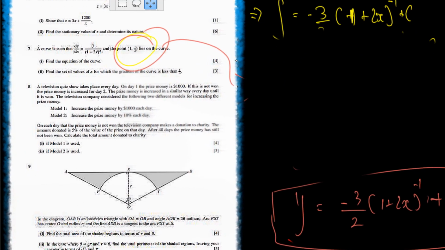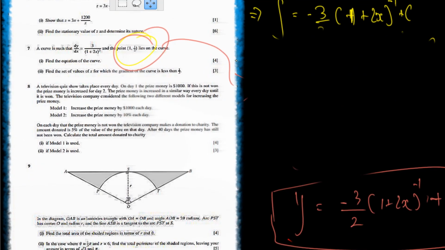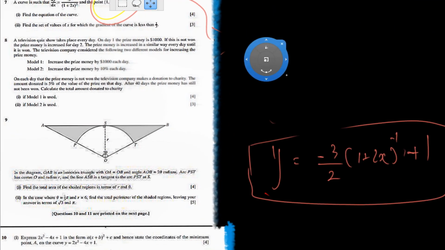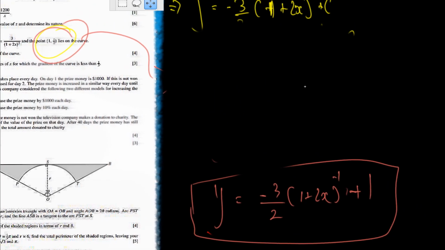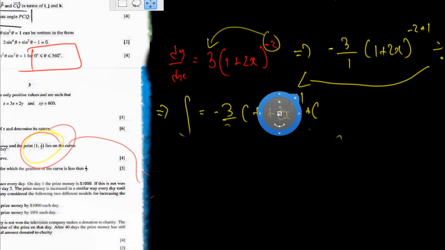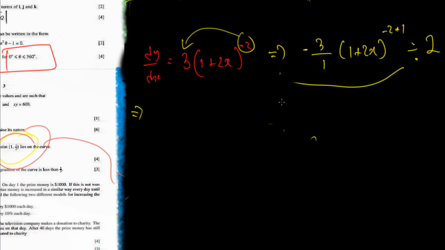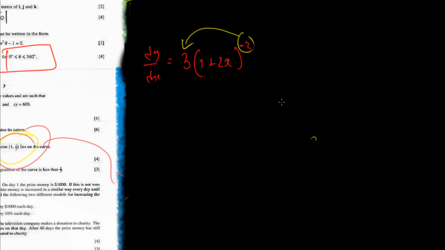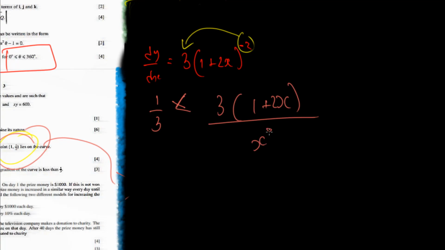Part 2, find the set of values for x for which the gradient of the curve is less than 1 by 3. So we have to find the values of x for which the gradient is less than 1 by 3. We have the derivative given in the question, so all we have to do is equate it to 1 by 3 and find the values of x. So therefore 1 by 3 is less than 3, 1 plus 2x by x square, given in the question itself. All I will do from this point is solve this inequality to find the values of x.